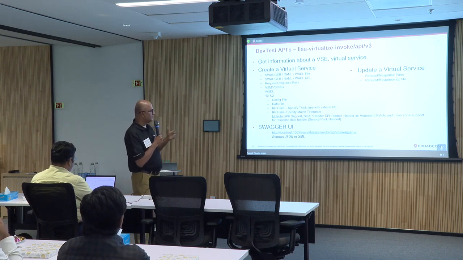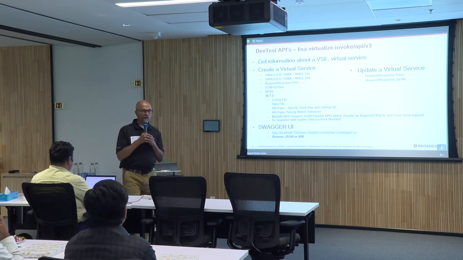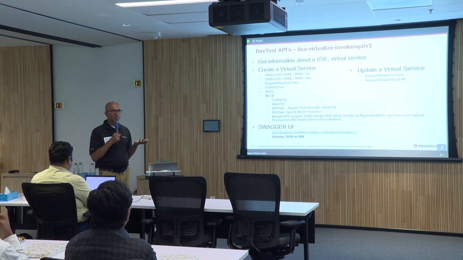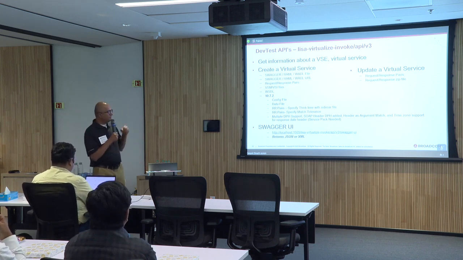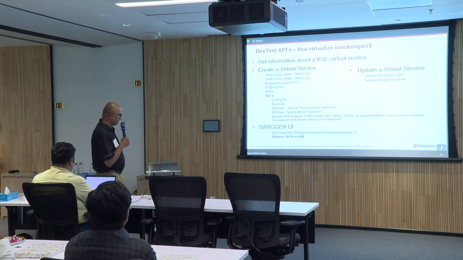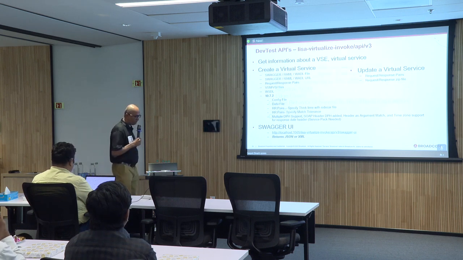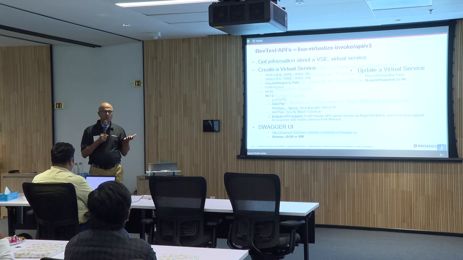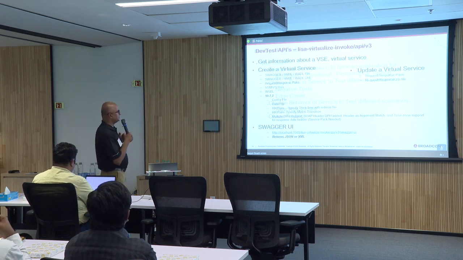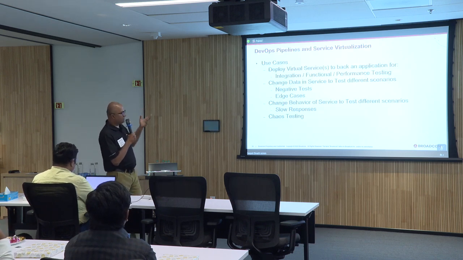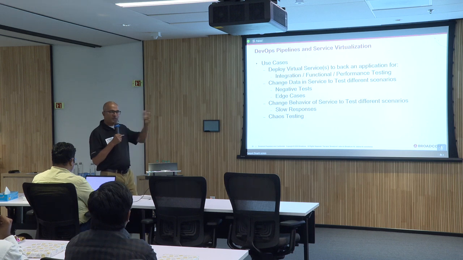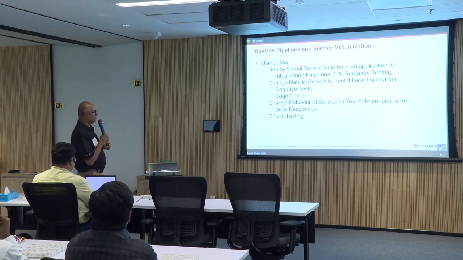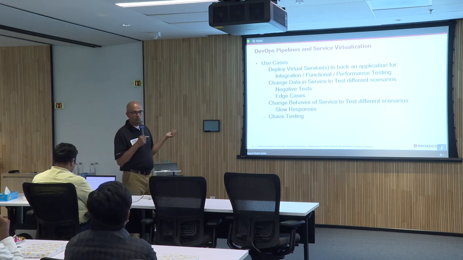You can go to Lisa invoke API v3 Swagger-UI, and it will return either a JSON or an XML that you can use. Typical use cases of APIs would be deployment of your virtual service, creation of your virtual service using different scenarios. As I said, negative test cases. How can I test negative scenarios? Update the virtual service for that behavior. Slow responses, again, something that I'll be showing you.